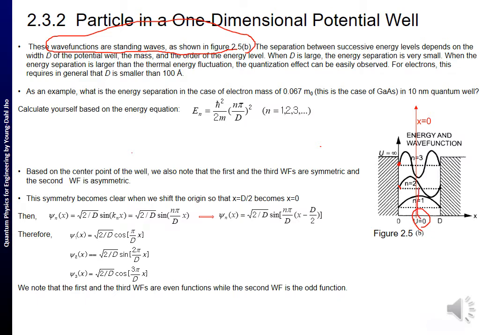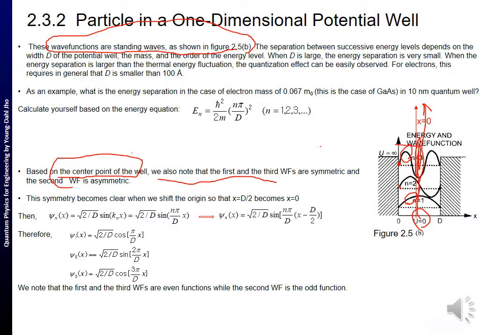So the center point is here actually. I'm not good enough at drawing, but you know the meaning of this. So, the center of the quantum well. Okay, and then there is something called symmetry. Based on the center point of the well, we also note that the first and third are symmetric from the center of the quantum well.